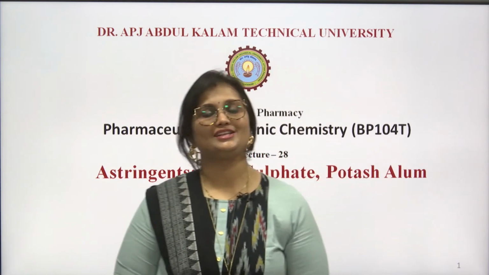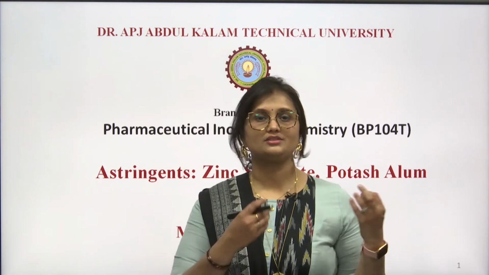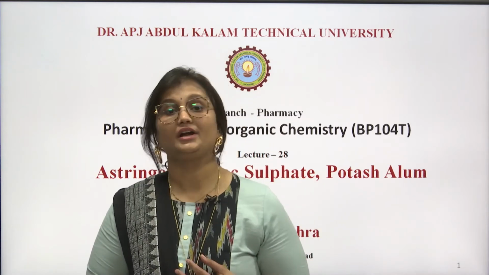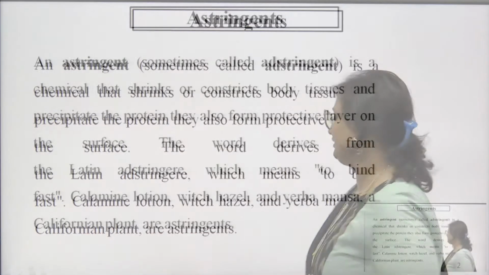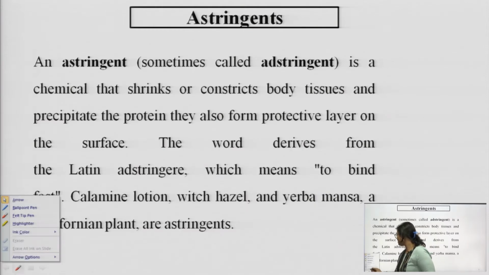We shall continue with our Unit 4 today again. This would be our last topic in Unit 4, which is astringents. We shall be learning about what is meant by astringents, the mechanism of action of astringents, and the various uses of astringents, along with two specified drugs which have been asked in your syllabus, that is zinc sulphate and potash alum.